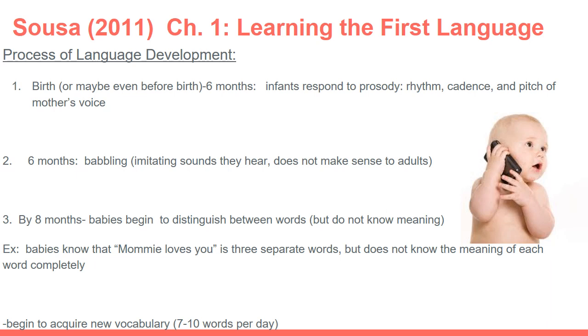By 6 months, most babies are babbling, so that's when they practice or imitate the sounds they hear. Babbling doesn't always make sense to adults. Most of the time it doesn't. But it's the way babies practice with speaking. It's kind of like before they've said their first official word, it's their tryout run.